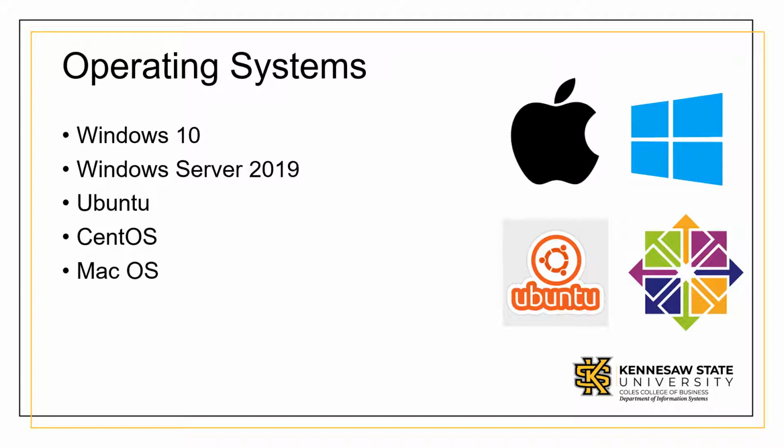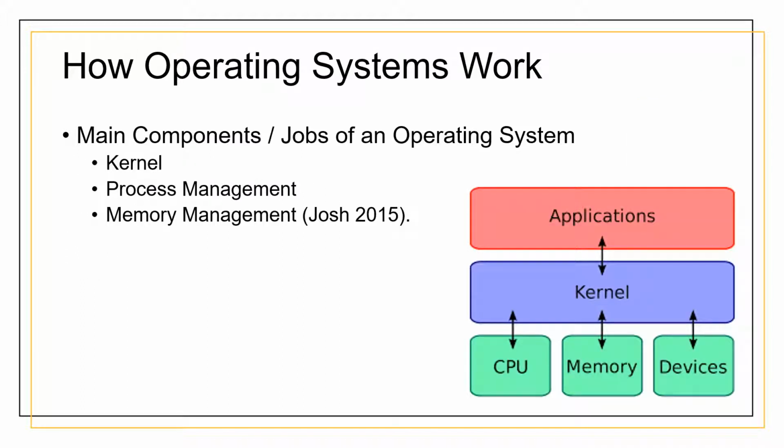Linux is an open source software which makes it cheap, if not free, for the user. We will also be using Ubuntu in this class. Mac OS is the operating system that comes pre-installed on an Apple computer, and it's well known for its easy-to-use interface. Now we're just going to talk a little bit about how operating systems work.